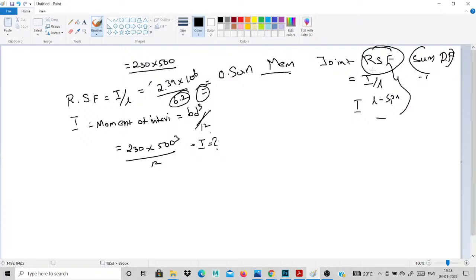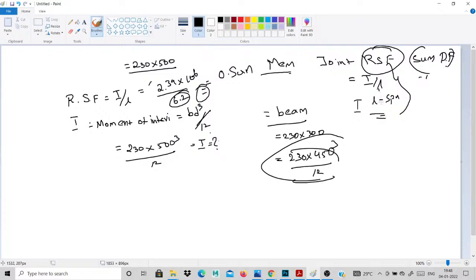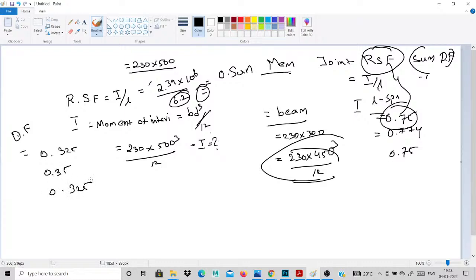But this is the main one: the rotation stiffness factor, based on your beam and column size. Okay, based on beam design, you take this beam size, 230 by 300. I go for column size 230 by 450. This is the condition for your inertia and body size. I simply take my values for rotation stiffness: 0.774, 0.75, 0.75. Finally I take these into the distribution factor. Approximately my distribution factor values are 0.325, then 0.35, and 0.325. These are our distribution factors.